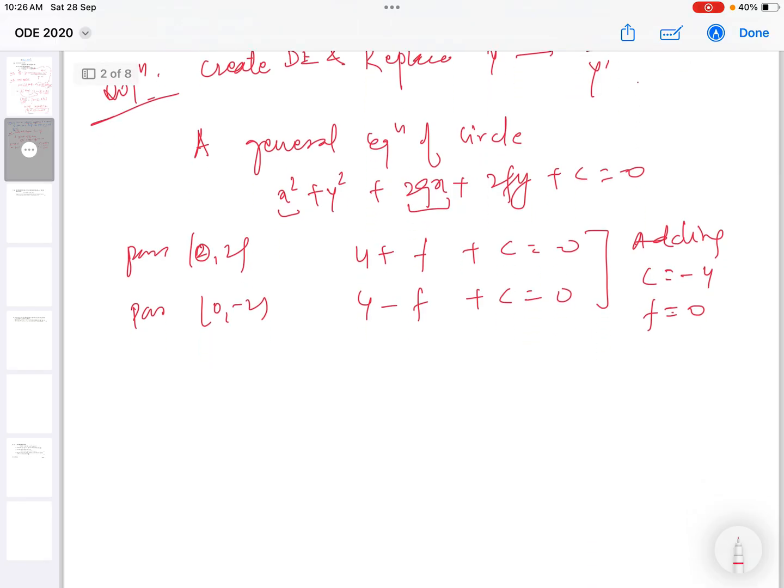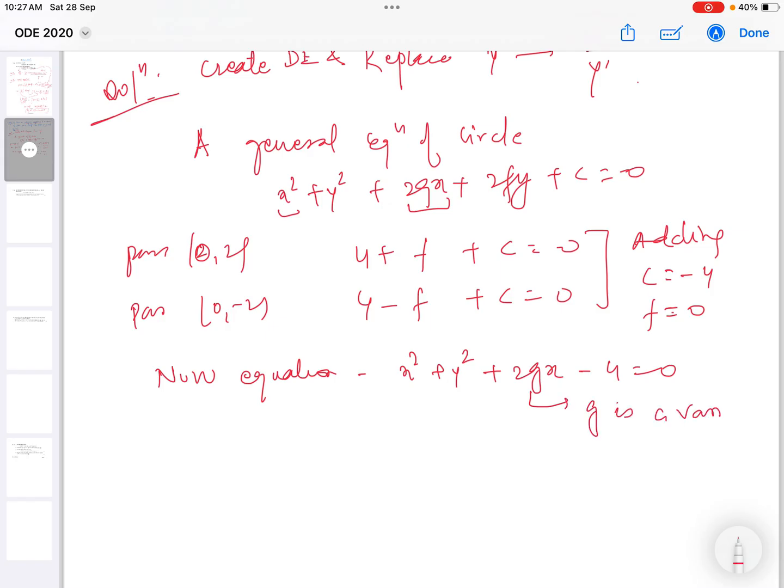So we have got the equation x square plus y square plus 2gx minus 4, with f as 0. Now we have only one variable, g, as a variable. Now we try to differentiate it and will eliminate the variable to get a differential equation. Differentiate with respect to x.